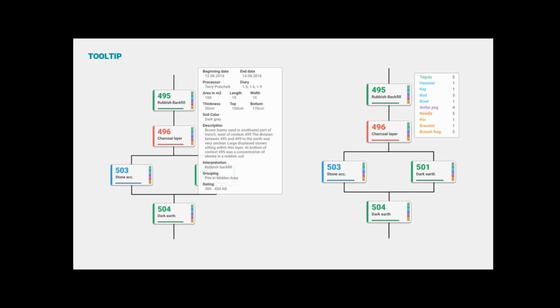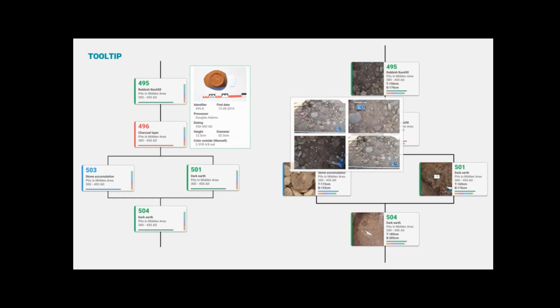If you go over the distribution of finds, you will get a list of the finds with the counts associated with that unit. And then if you zoom in even further, you would get the individual finds within those units, or, for example, some more of the images connected to this data set.